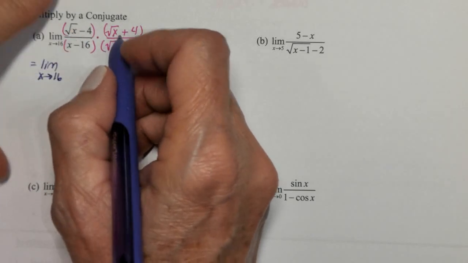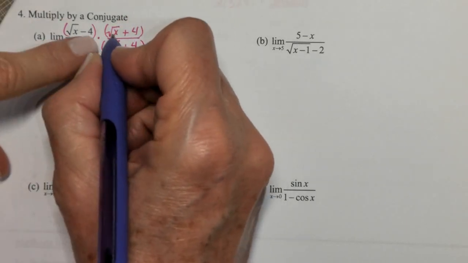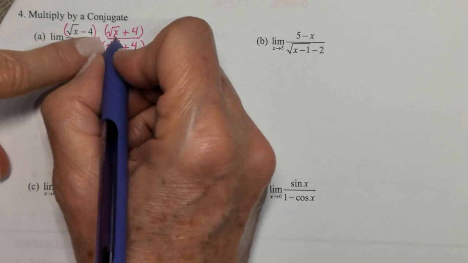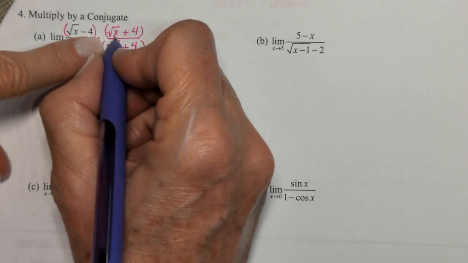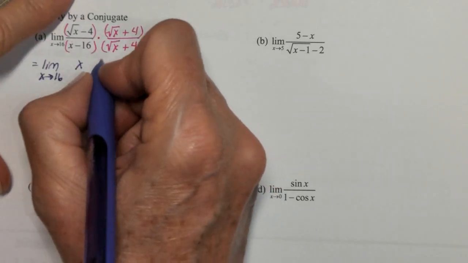So square root of x times square root of x is x. The middle term here will cancel out. So this is a 4 square root of x minus 4 square root of x. They cancel each other out, which is exactly why we multiply by a conjugate, right? So they cancel each other out, and then our last term will be a negative 16.